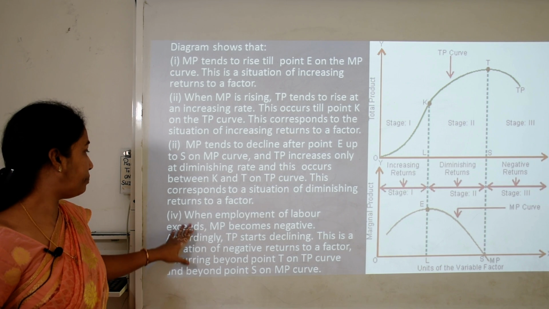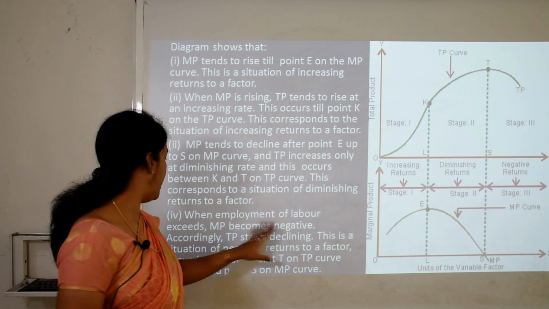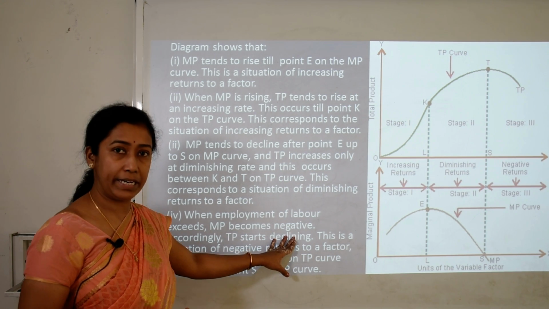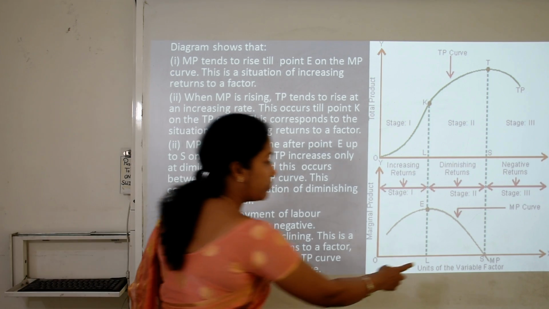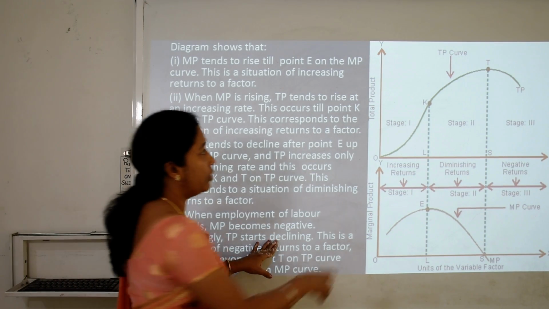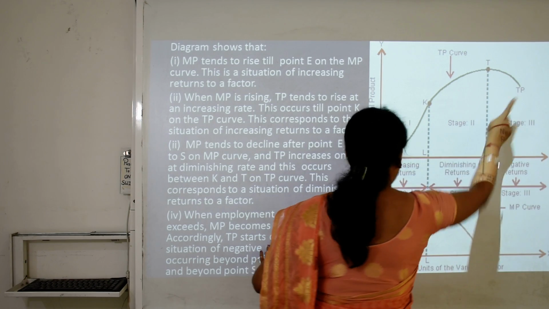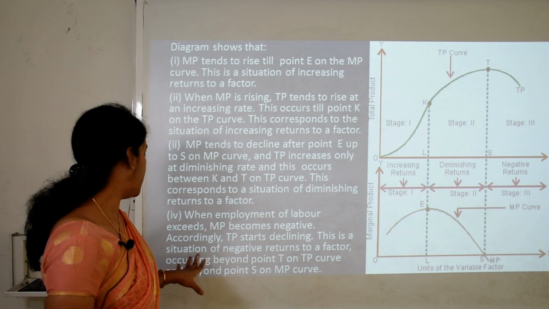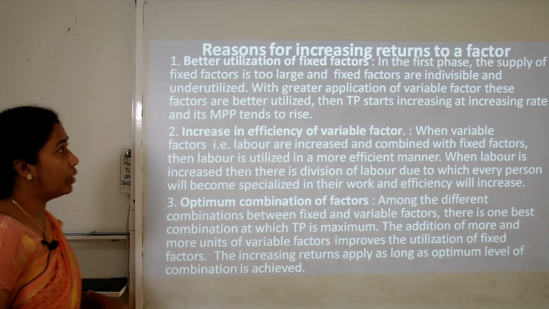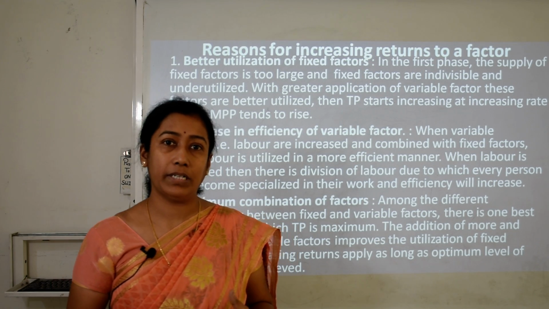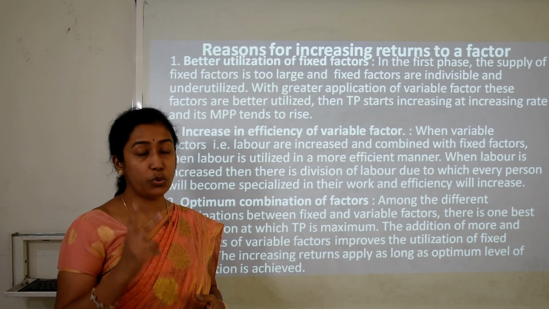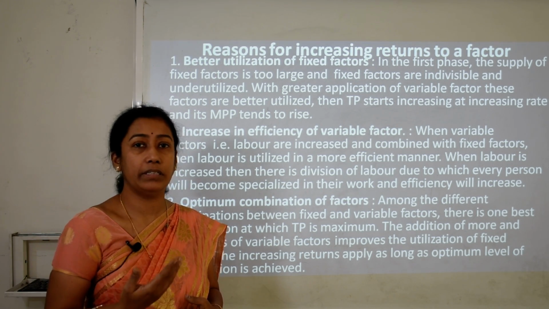Now the third stage, when employment of labor exceeds, that means if the firm is employing more and more labor, marginal product becomes negative. That means after point S it becomes negative, whereas total product starts declining, and you can see that total product starts declining here after point T. This is a situation of negative returns to a factor, that is phase three. Now what are the reasons for increasing returns to a factor and decreasing returns to a factor? Out of these three, the two phases are increasing return and decreasing return.